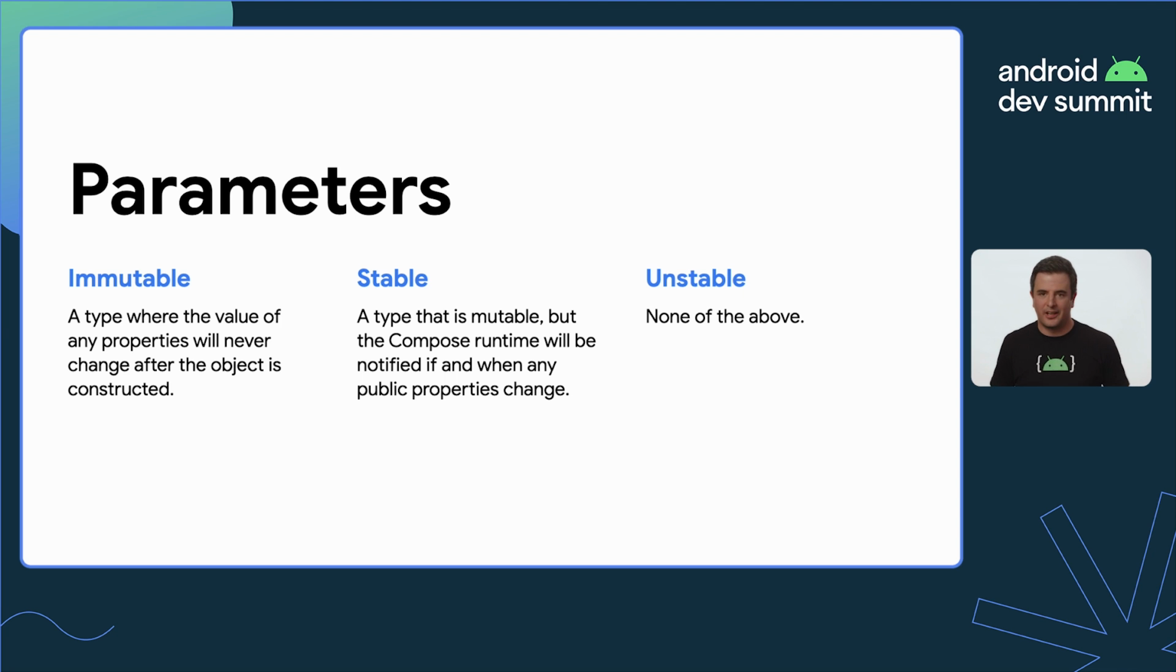Unstable types are just none of the above. Unstable types are what lead to composables that can't be skipped.